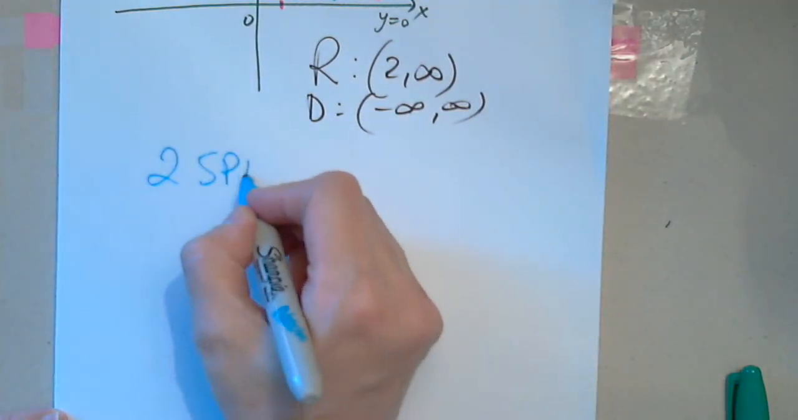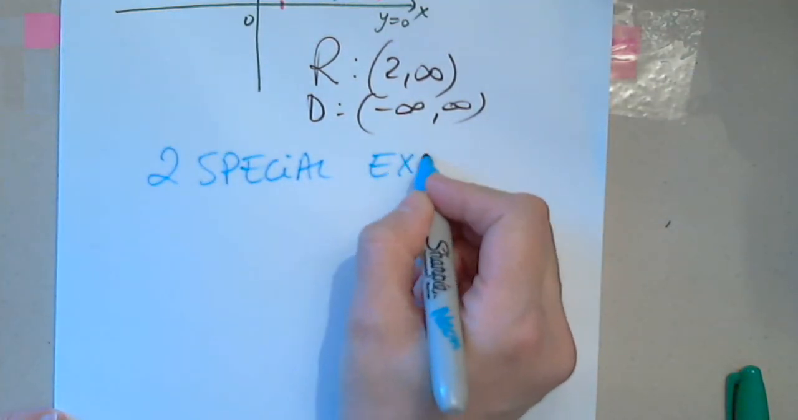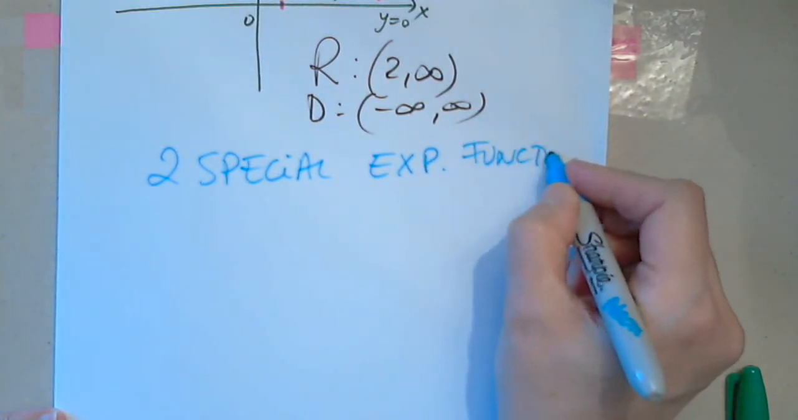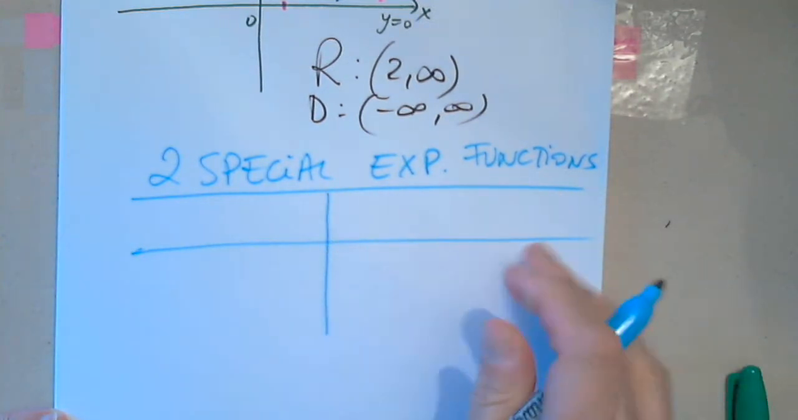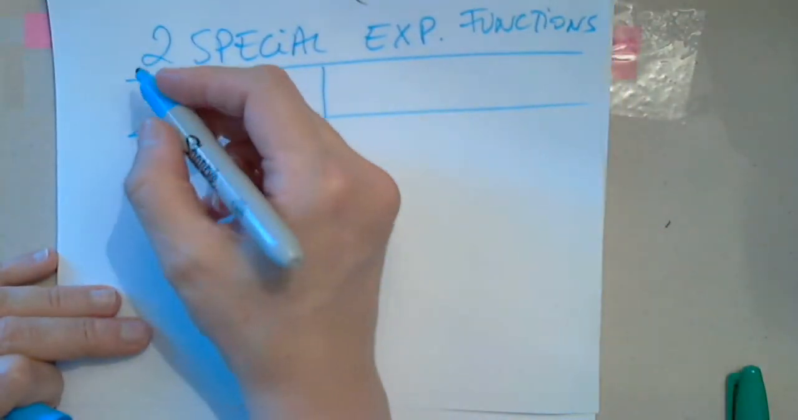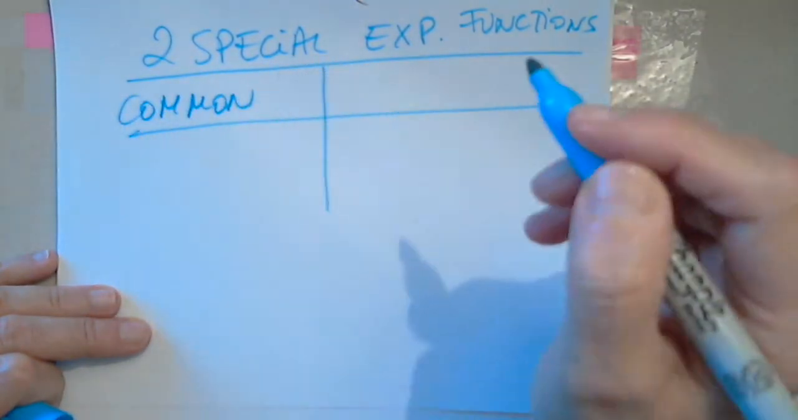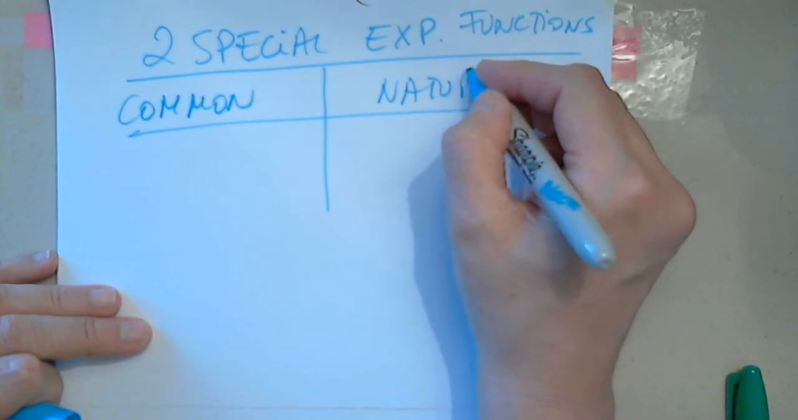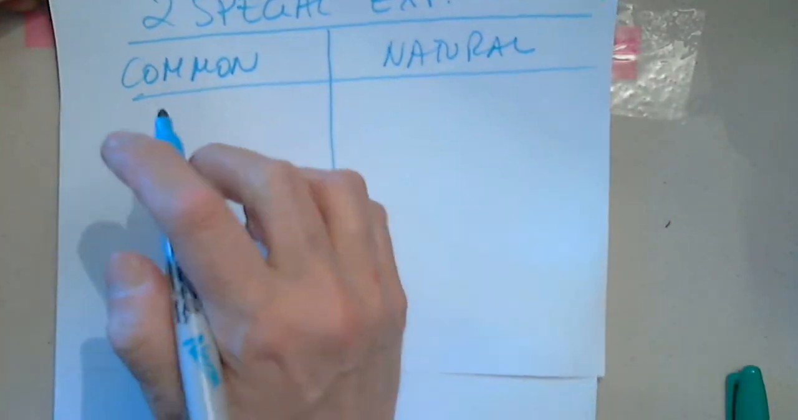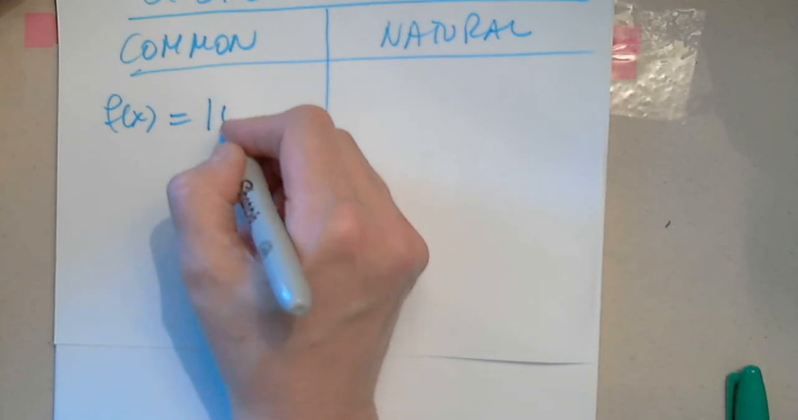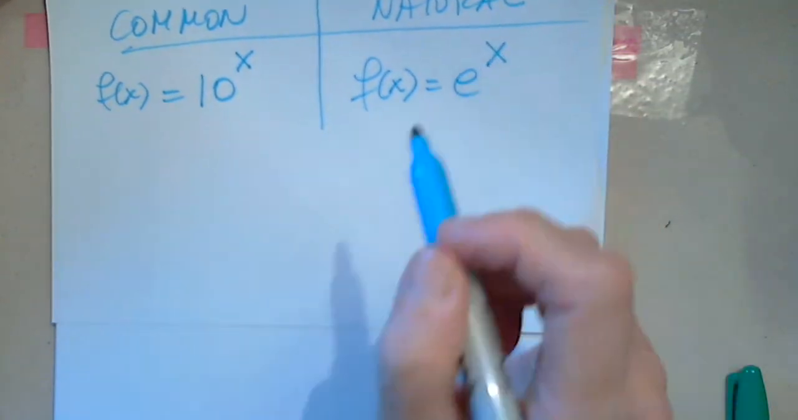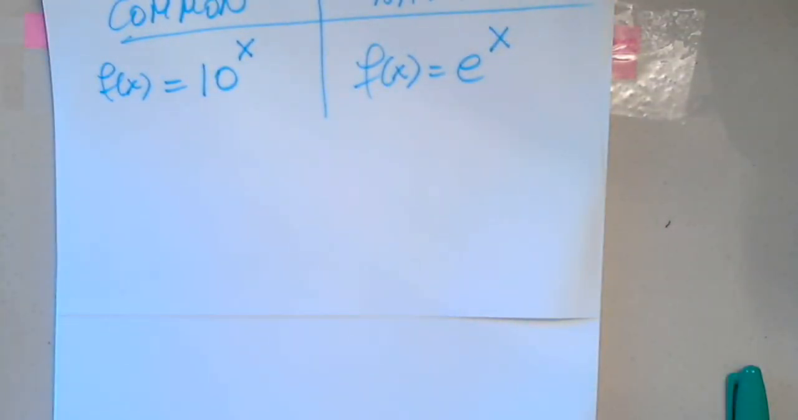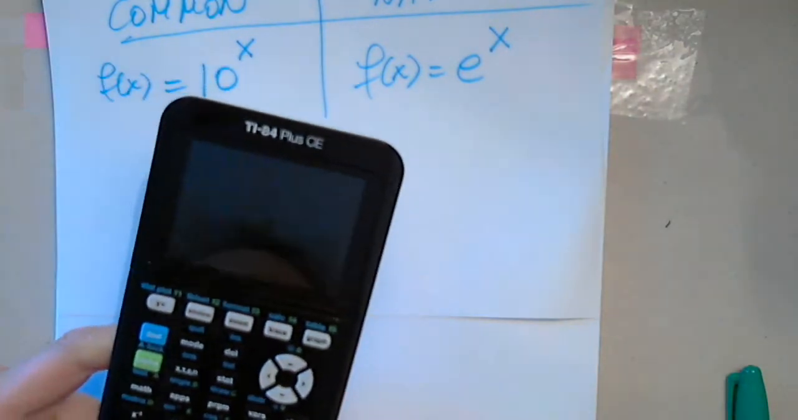Two special exponential functions. One that is called common, and the other one that is called natural. The common has base 10. The natural has base e. They are so important that they have their own keys in the graphic calculator.